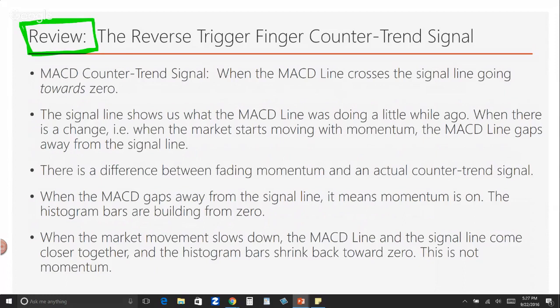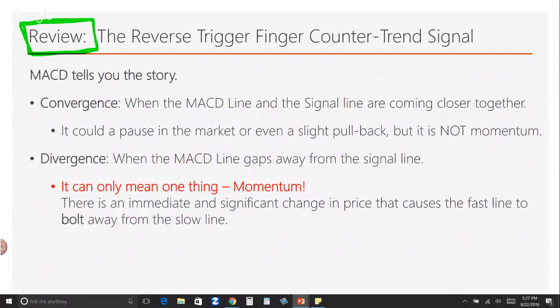When the market movement just slows down, the MACD line and the signal line come closer together. The histogram bars shrink back towards zero. This is not momentum. See the difference? All right. The MACD tells you the story with convergence and divergence of those two MACD lines that you can see. When the MACD line and the signal line are coming closer together, that's convergence.